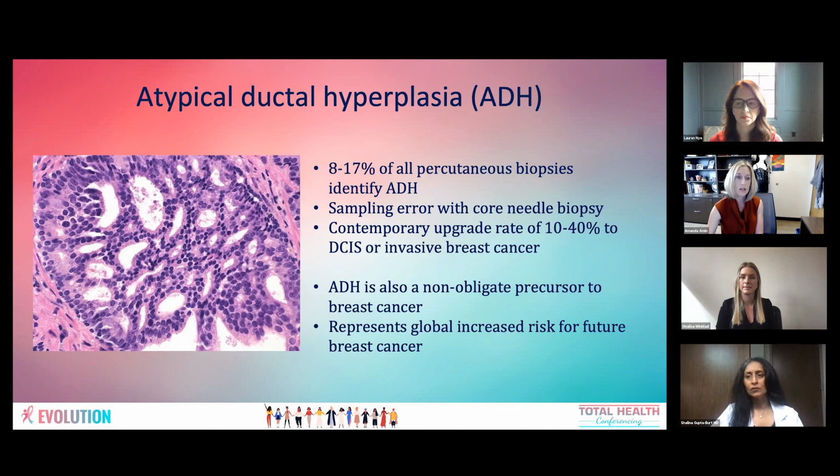ADH is also something that we call a non-obligate precursor to breast cancer. And so women who have atypia are also at risk bilaterally of developing a future breast cancer higher than the general population.